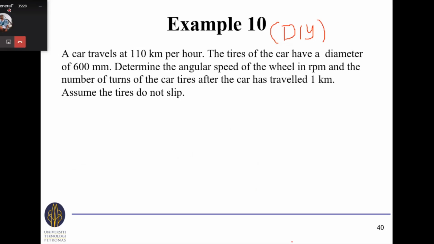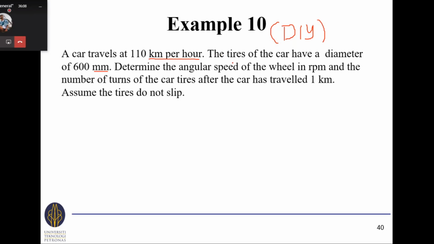Let's do this together. So try to read the question carefully and find the answer. The question is a little bit long, but it comes with a lot of information. When the question is longer, there will be a lot of information that you can use. So don't be afraid of long questions. Okay, so example 10: a car travels at 110 kilometers per hour. The tires of the car have a diameter of 600 millimeters. So please refer to the units very carefully. It's not in SI unit.